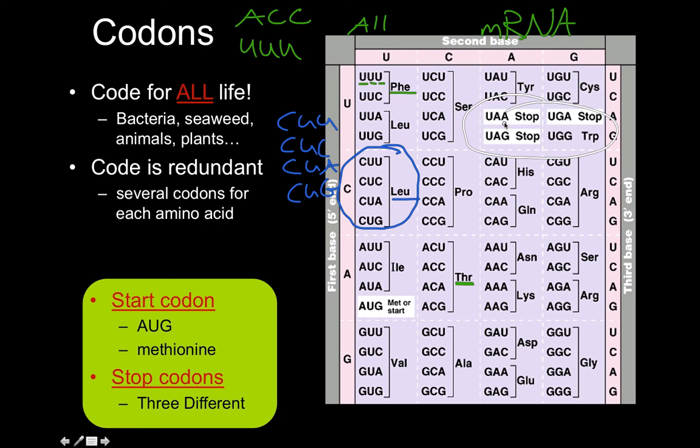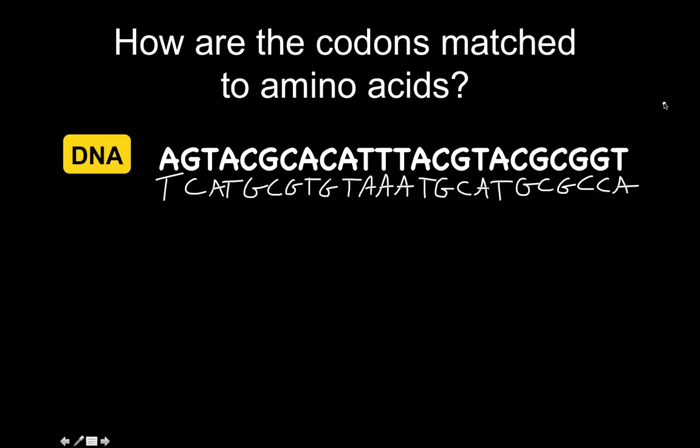Notice that there is no amino acid for a stop. Stop just means stop. Stop is not an amino acid. How are the codons matched to the amino acids? Well, remember that we start with a DNA molecule. And let's say that this top strand is the DNA template strand.